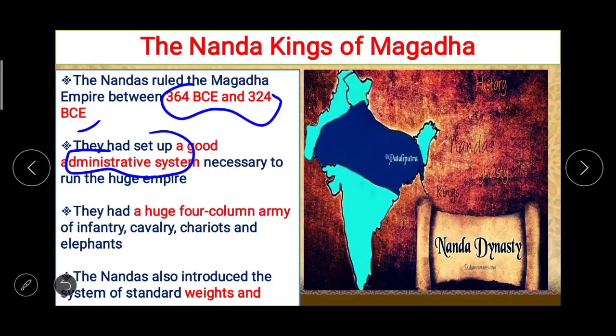They had a huge 4-column army, that is of infantry, cavalry, chariots and elephants. The Nandas also introduced the system of standard weights and measures. Today we are having this system, but it was basically introduced in the rule of the Nanda kings. Here you can see in the map the Nanda dynasty.